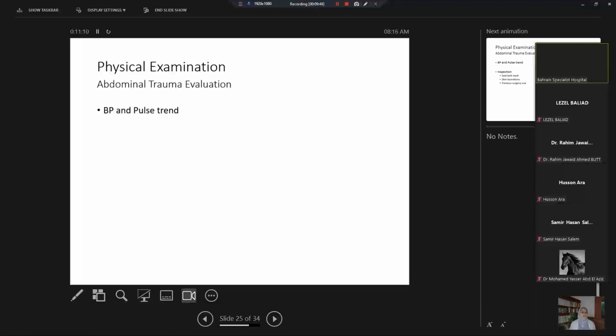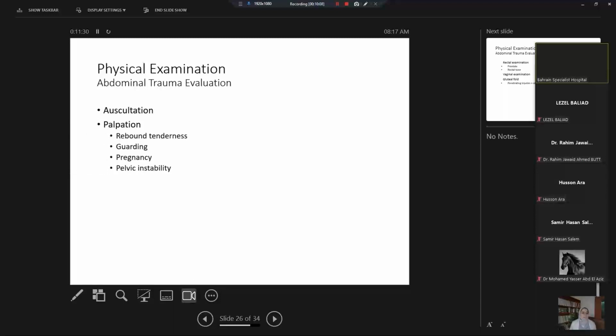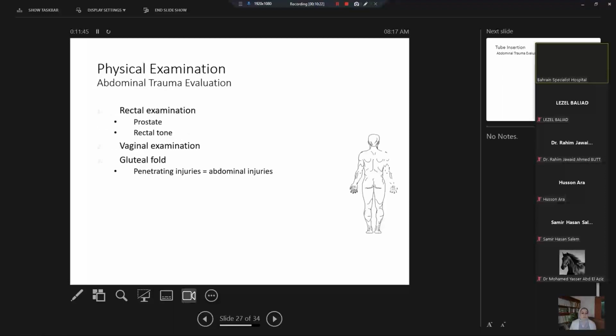So how do I do evaluation for the blunt trauma patient? I will do, of course, BP and pulse trend. I will inspect for any seatbelt marks, any skin lacerations, any previous surgery scars. I will do auscultation and palpation. The auscultation will be looking for any silent abdomen, and the palpation will be looking for, as I said, rebound tenderness, guarding, any signs of peritonitis.